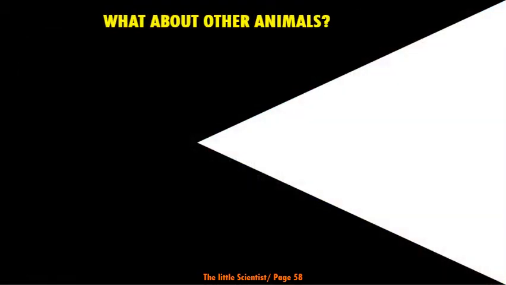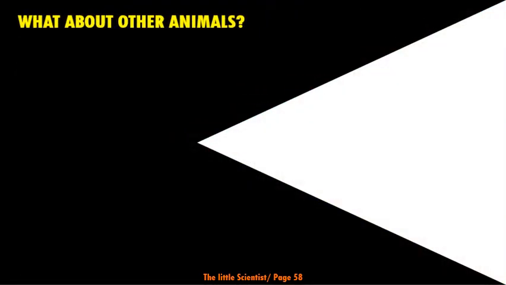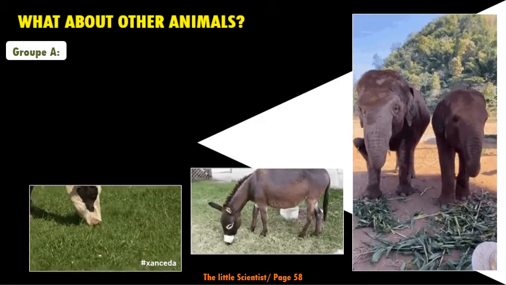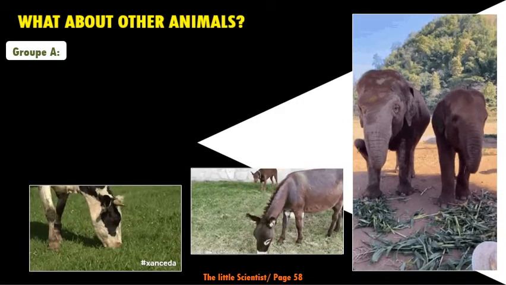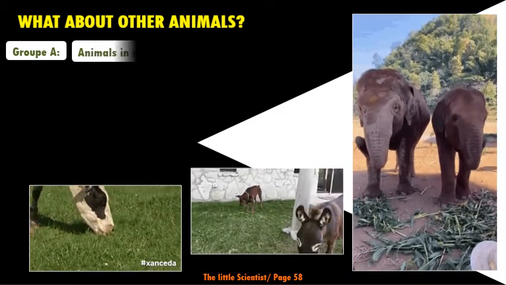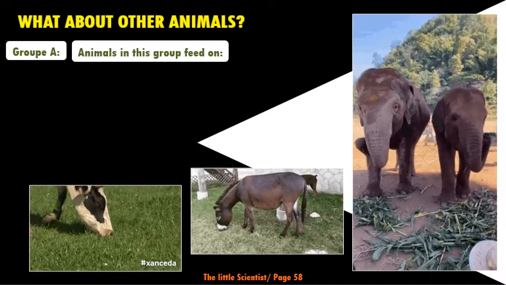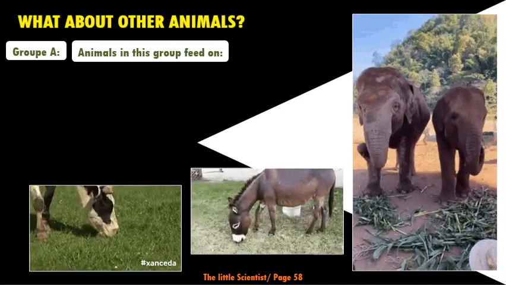And what do you think? Do all animals feed on the same kind of food? Do they all feed on plants, for example? Do they all feed on animals? Let's take a look at the animals belonging to group A. I will call this group A. What are animals feeding on? We have a cow, a donkey, and elephants.